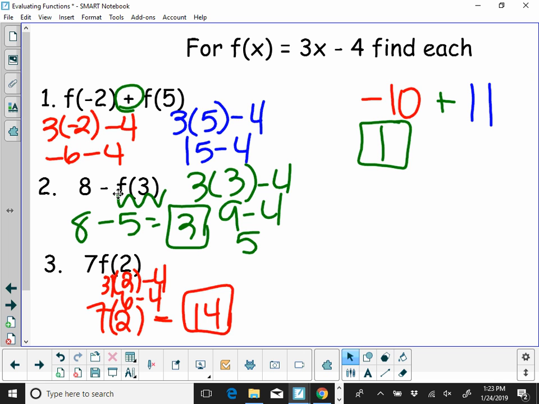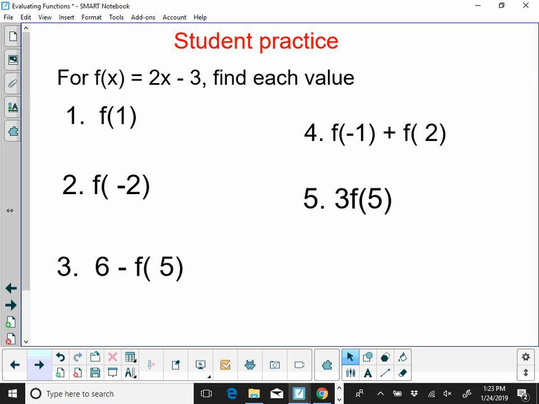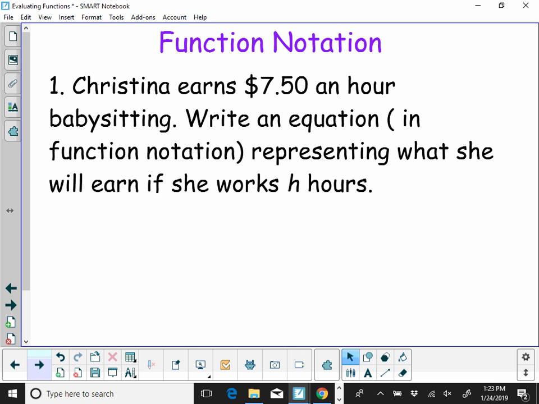All right, so flip it over on the back real quick, knock out some word problems, and then we'll do some whiteboard work, okay? All right, function notation is just write an equation in function notation. All right, Christina earns $7.50 an hour babysitting. Write an equation in function notation representing what she will earn if she works H hours.